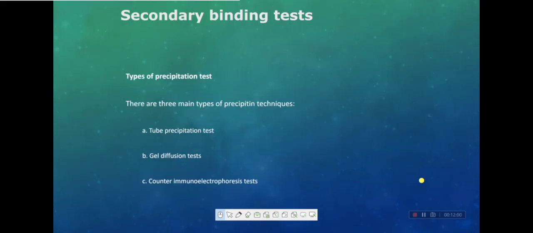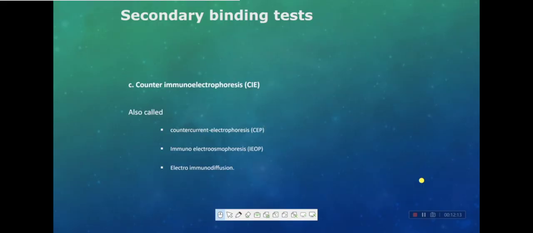So there are different types of precipitation tests that are performed in the laboratory. The first one is the tube precipitation test. The second one is the gel diffusion test, and the third one is the counter immunoelectrophoresis test. Let's discuss all of these in detail.